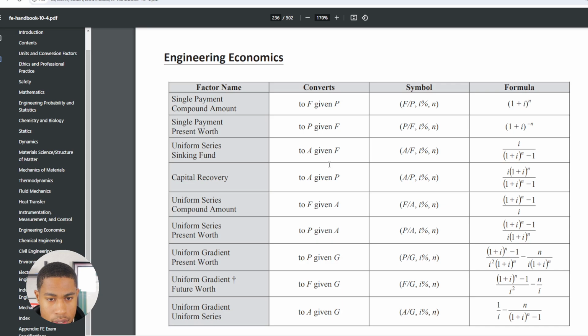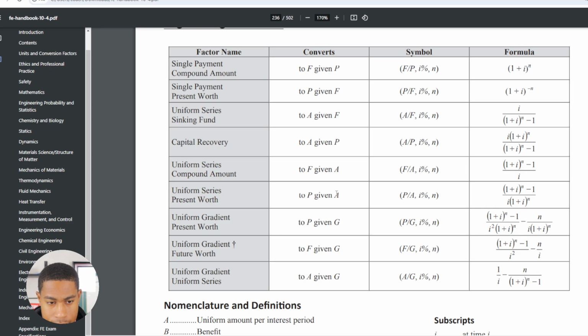All right. So 2A given F is similar things. We're trying to get a uniform amount given a future value, right? And so this is a little bit more complicated, but it's just plug and chug, literally. Now, if we're on a question, and let me not jump ahead of myself, hopefully this is making sense.